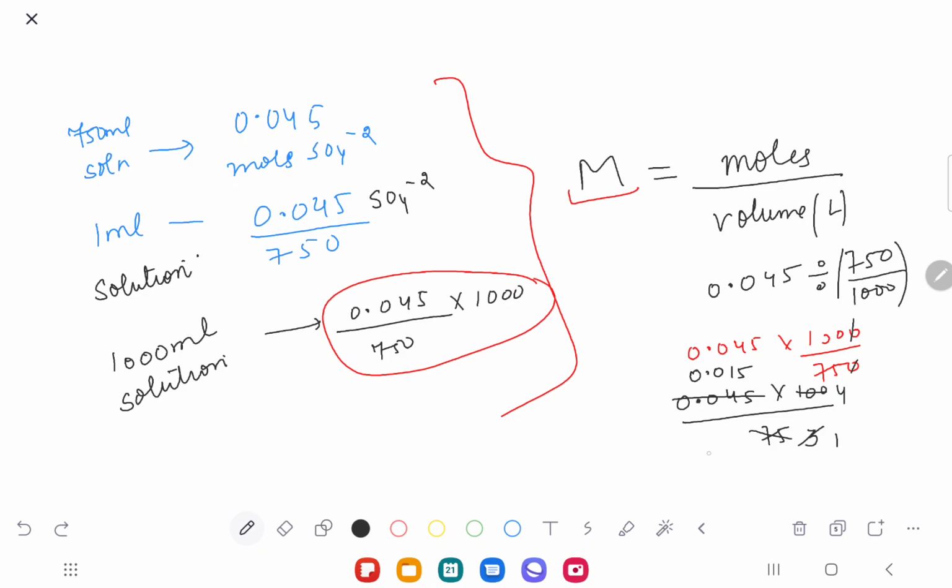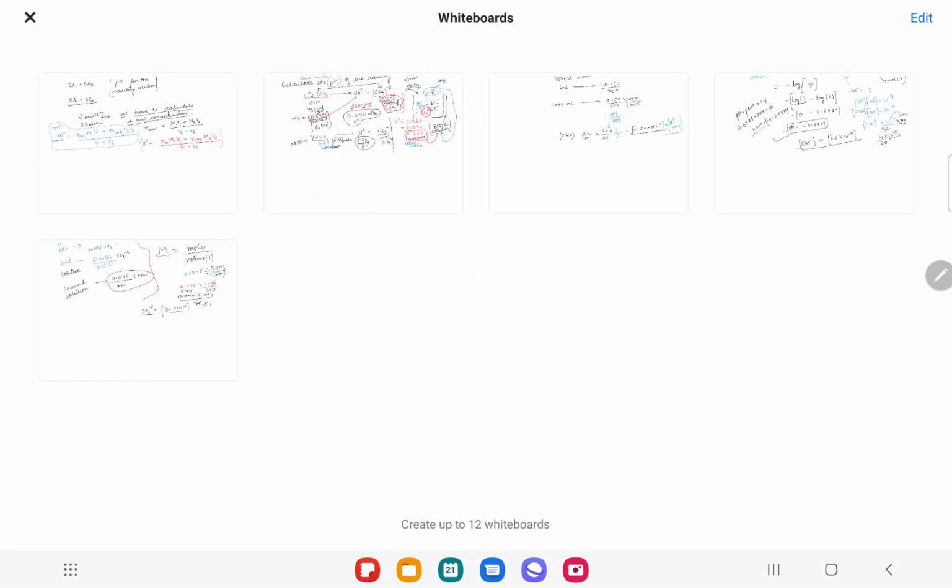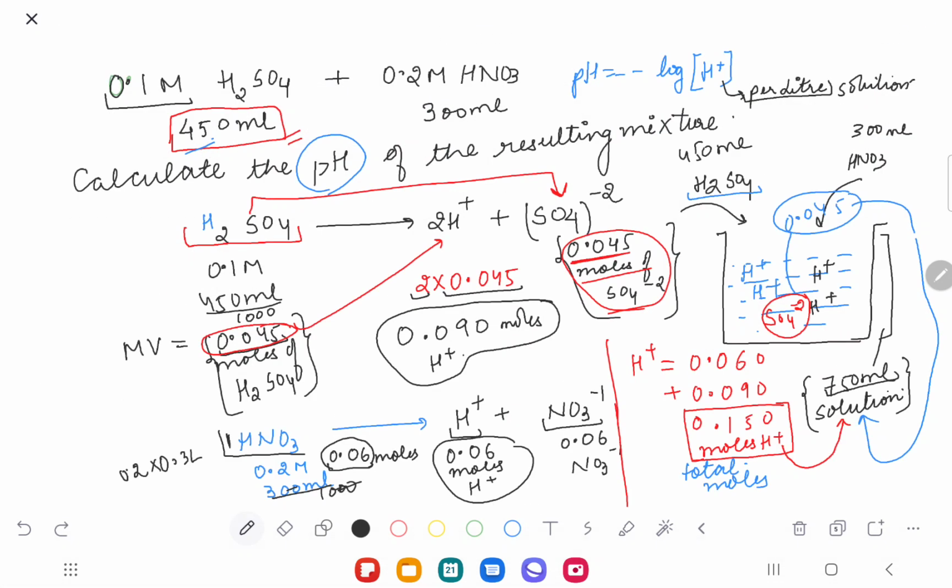So how much would that be? It would be 60. So 0.060 molar would be the concentration of the sulfate ions. So now could you tell me what is the concentration of the nitrate ions in the solution? We had 0.06 moles of nitrate ions coming from whatever number of HNO3 we had. And that much 0.06 is present in again 750.